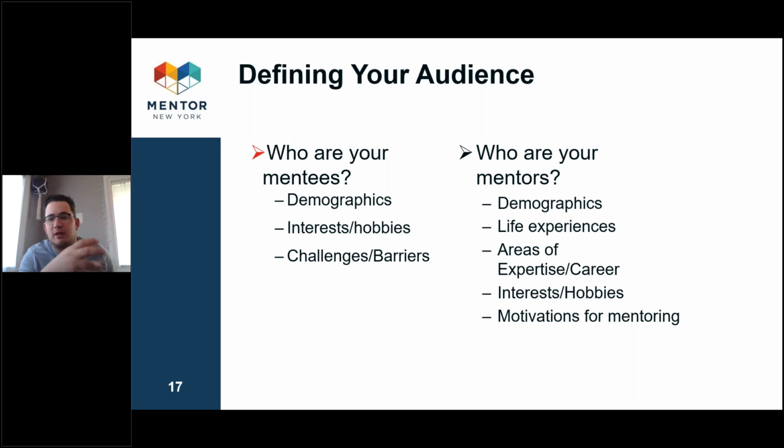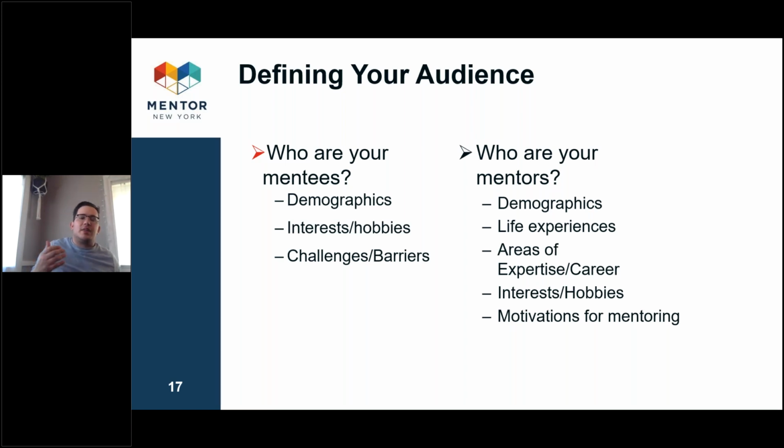And part of this recruitment is also about mentee recruitment. Now, some of you might have a specific pool that you're drawing from if you have an existing relationship with a school or a community center or something like that, where the mentees are already in place and you're not worried about that. But for a lot of programs, you're doing some type of mentee recruitment.